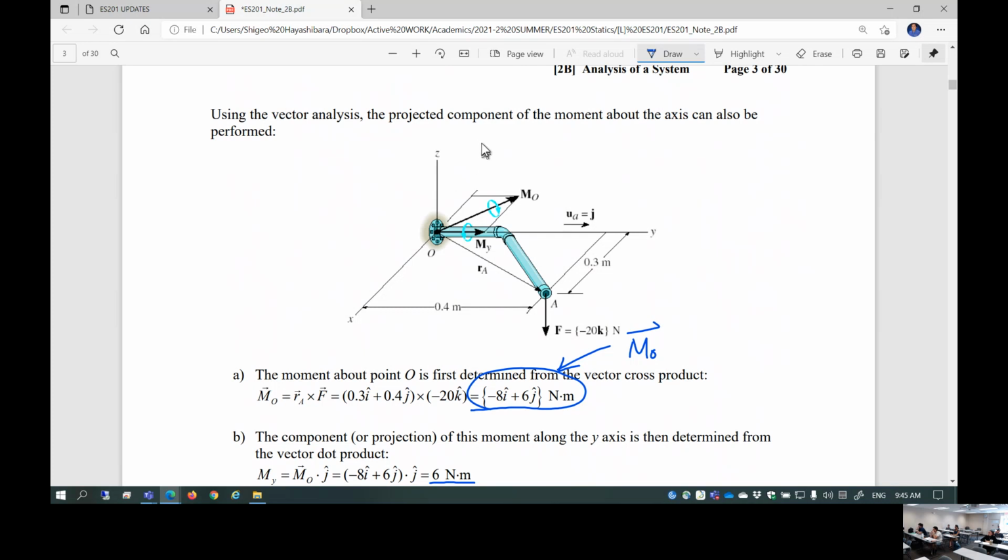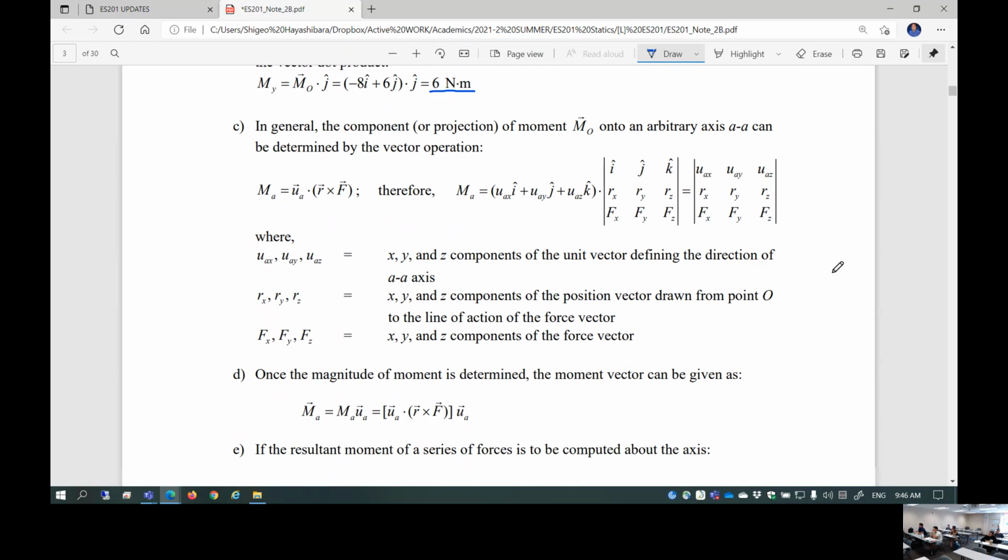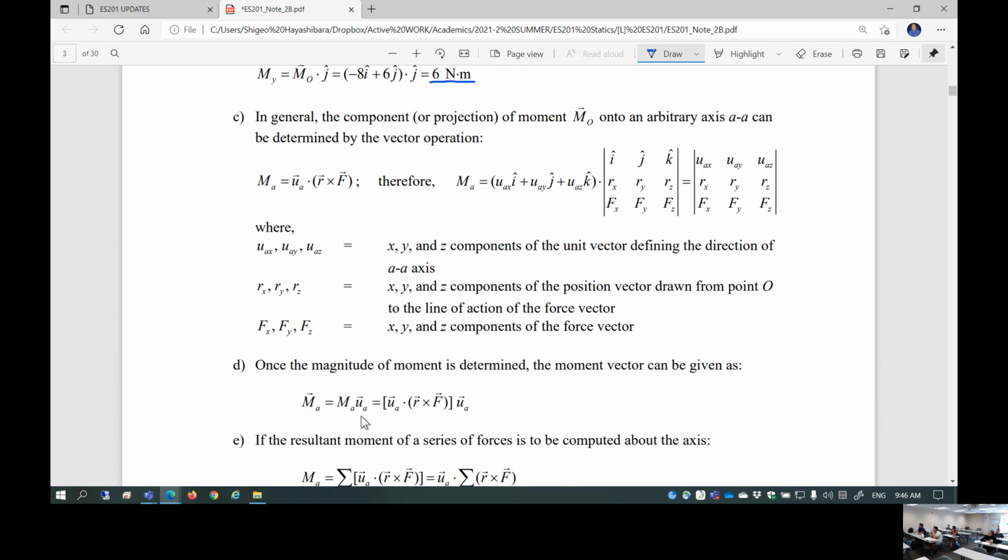Suppose this is axis AA, it could be anything. How much moment is developed along this axis? You first find the unit vector specifying that direction, and take a dot product against the cross product R cross F, because this is the moment developed at point O, projected onto A, called MA. Once you get this magnitude, you multiply by the unit vector again to get the vector MA developed along that axis AA. Does it make sense? Okay.